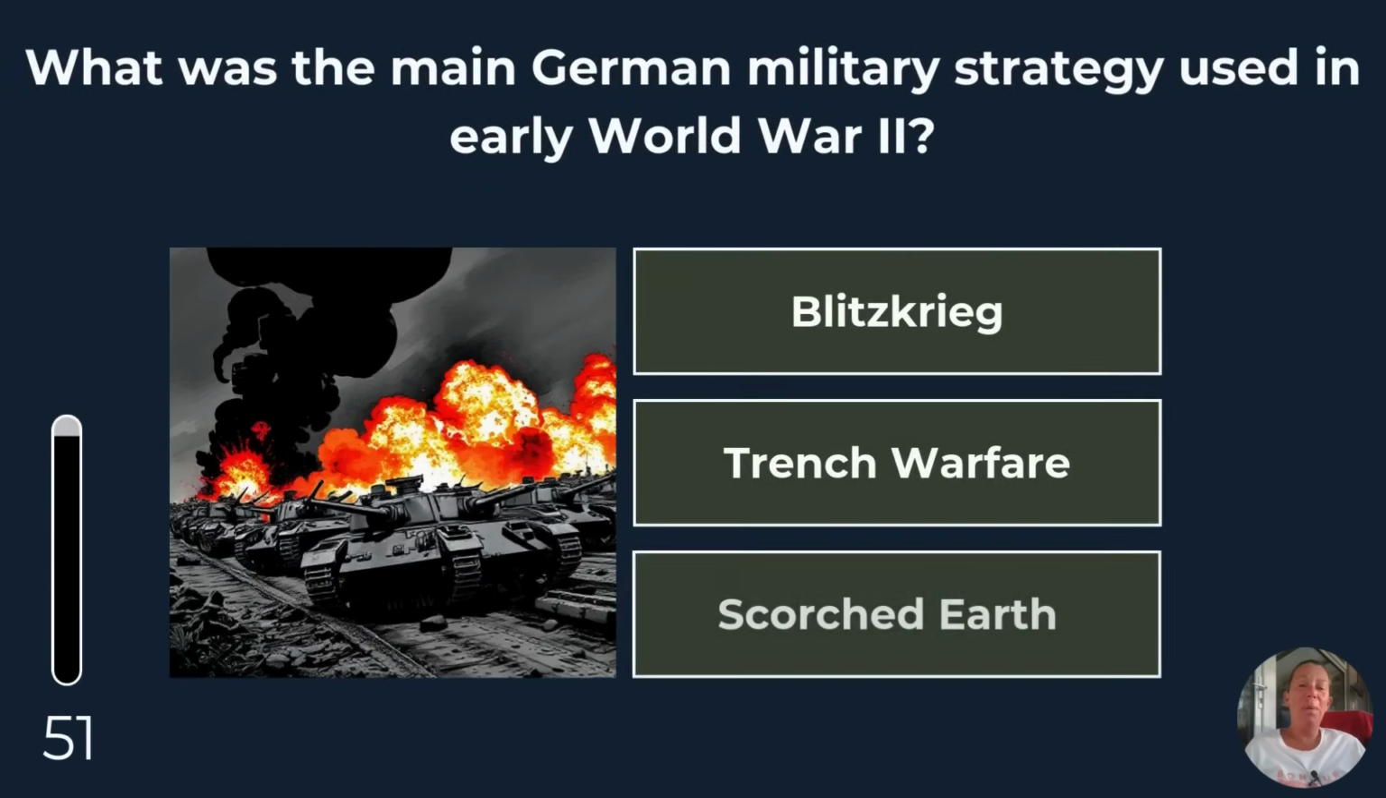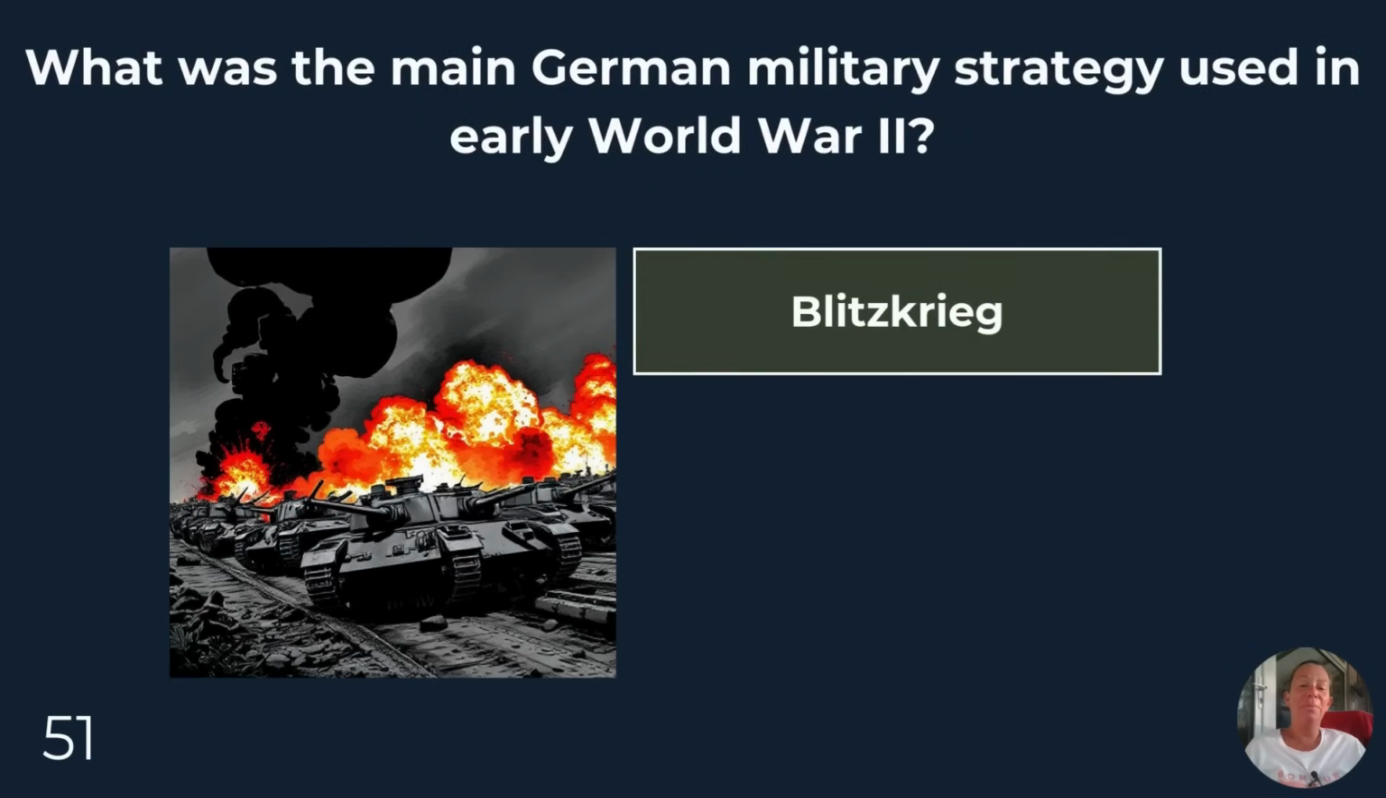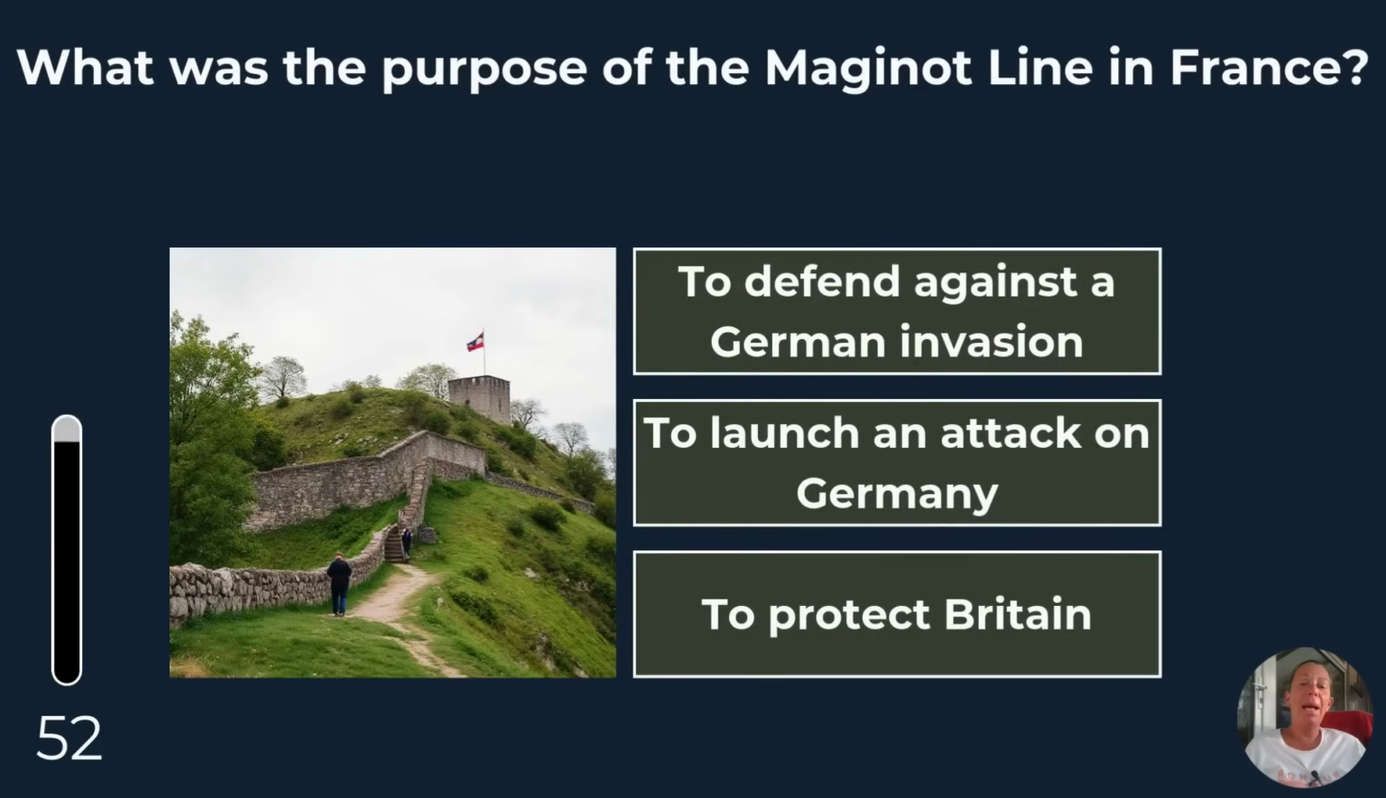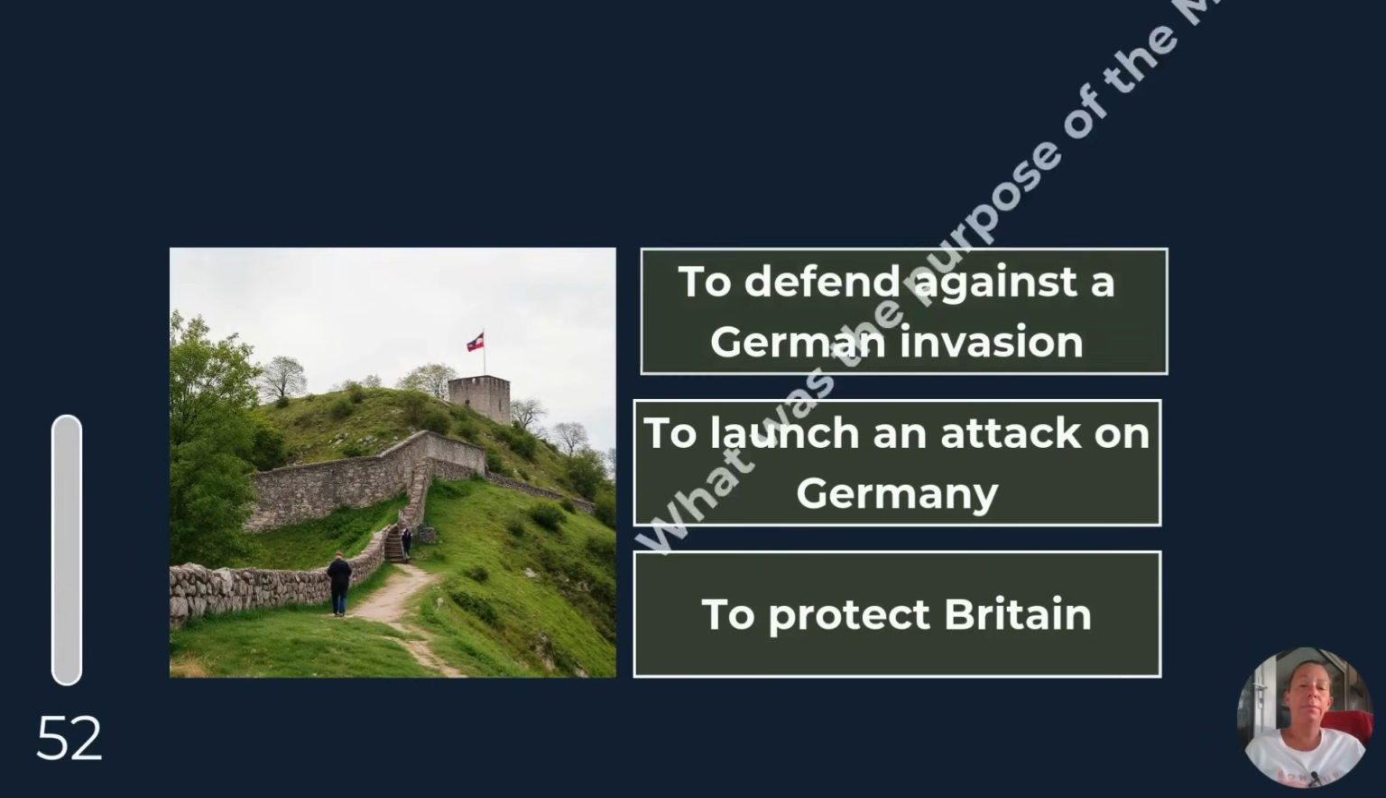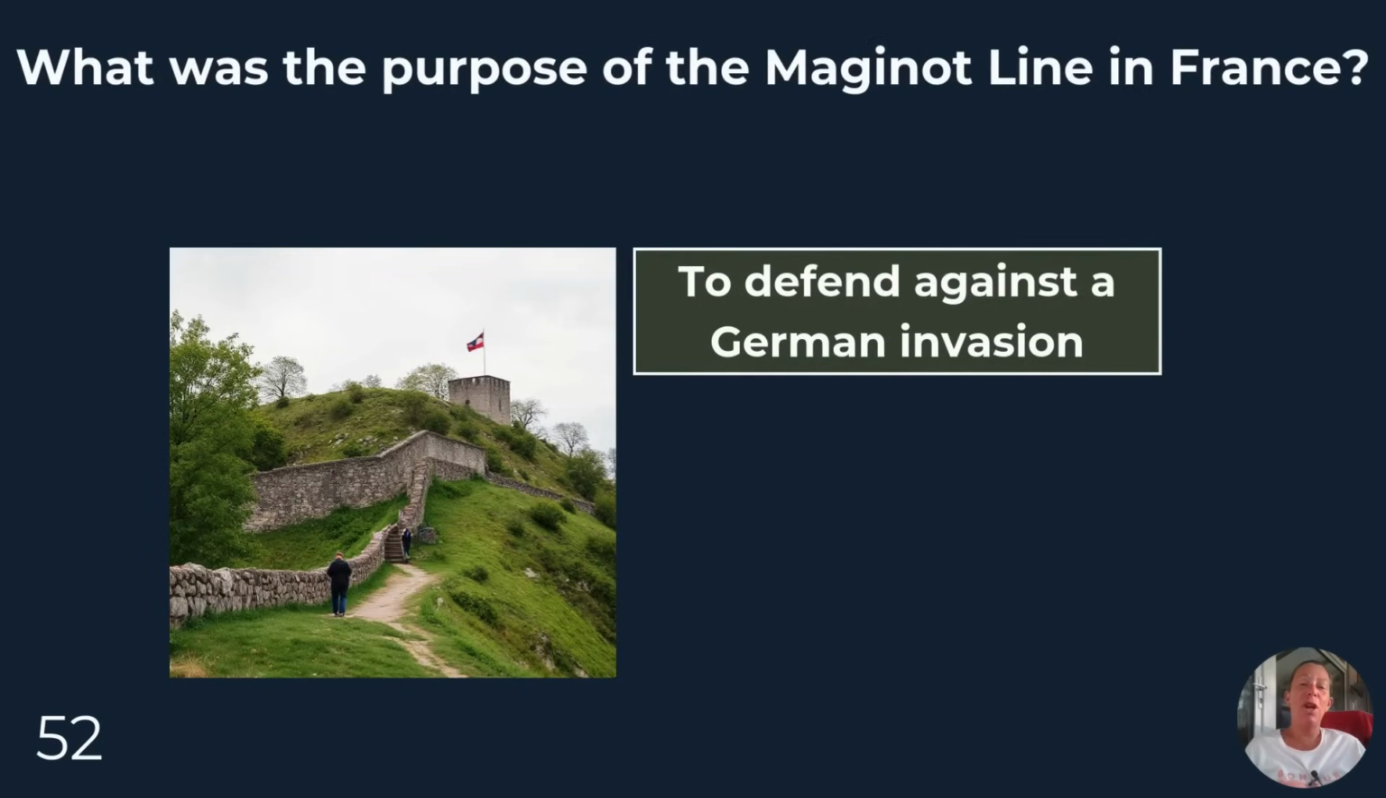What was the main German military strategy used in early World War II? Blitzkrieg, trench warfare, or scorched earth? Blitzkrieg. What was the purpose of the Maginot Line in France? To defend against a German invasion, to launch an attack on Germany, or to protect Britain? To defend against a German invasion.